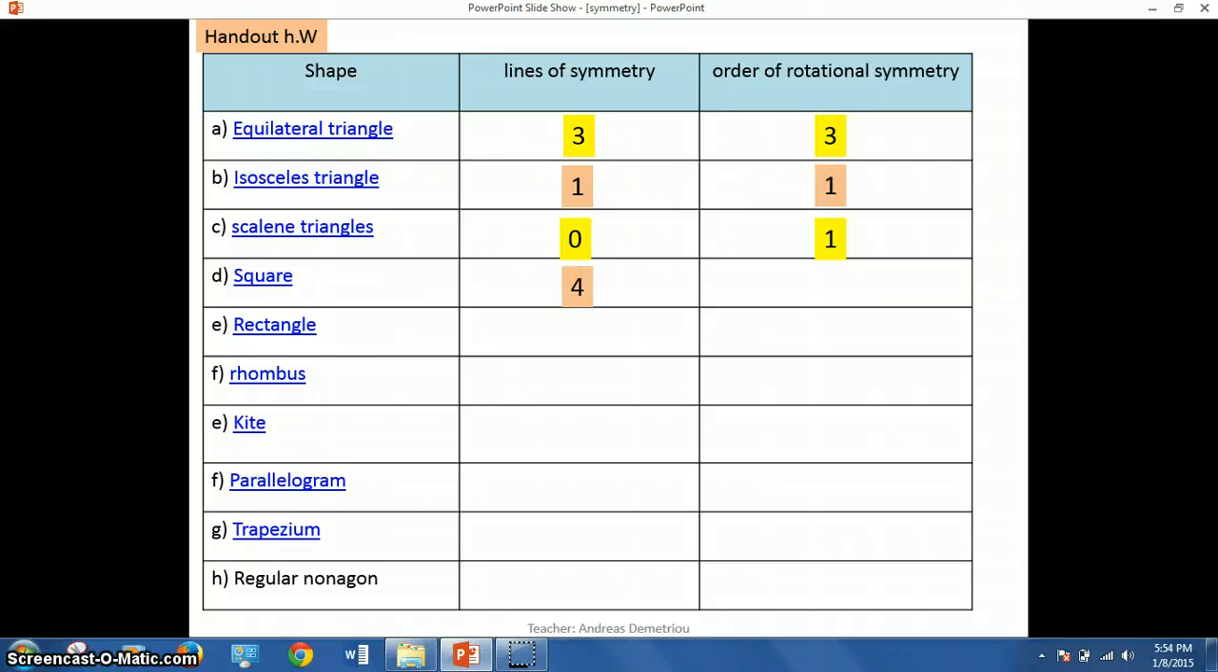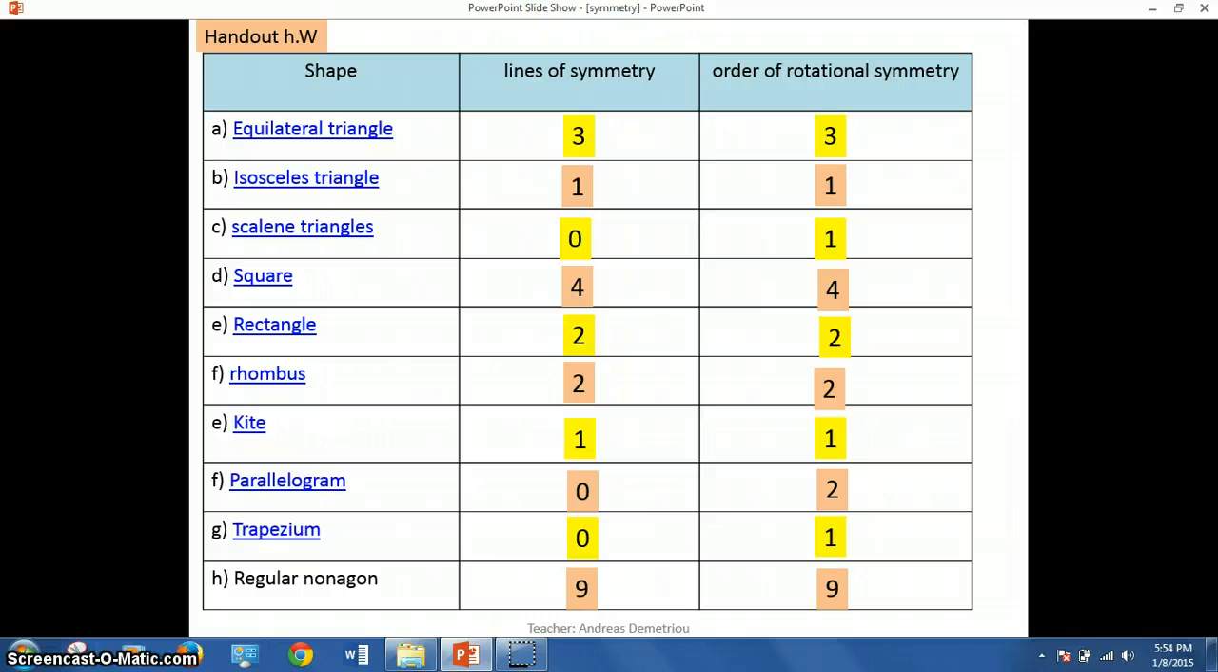The square has 4 and 4 because it's a regular polygon. Rectangle has 2 with 2, rhombus 2 with 2, kite 1 with 1. The parallelogram has 0 lines of symmetry and has 2 rotational symmetry. Trapezium is 0 and 1, and the regular nonagon will be 9 with 9.